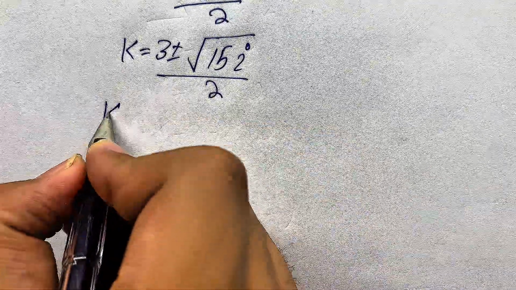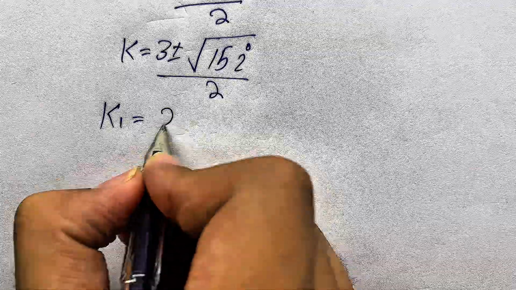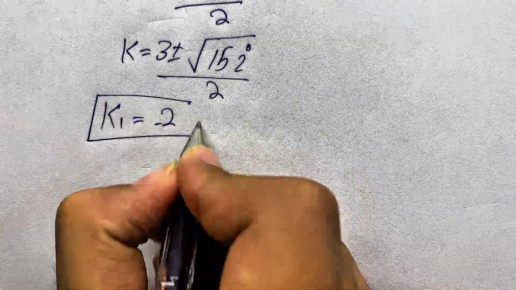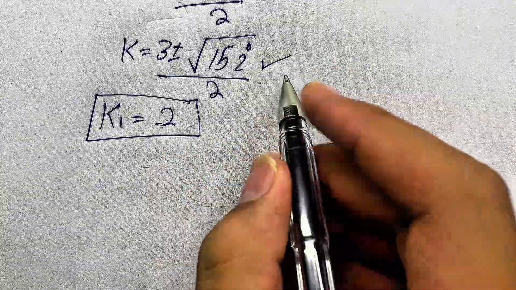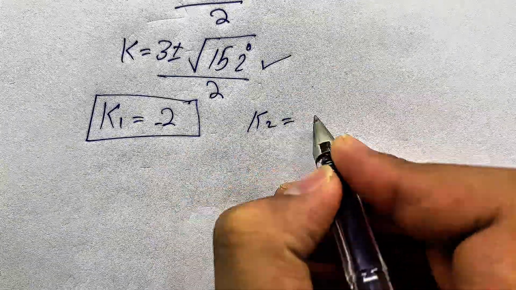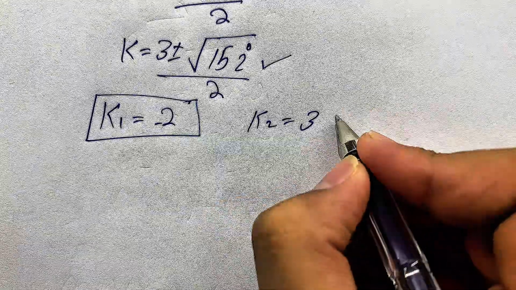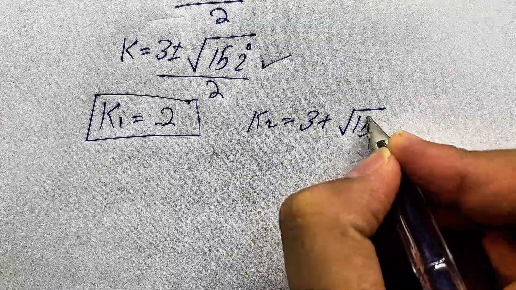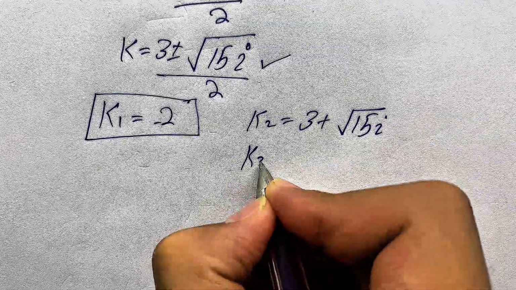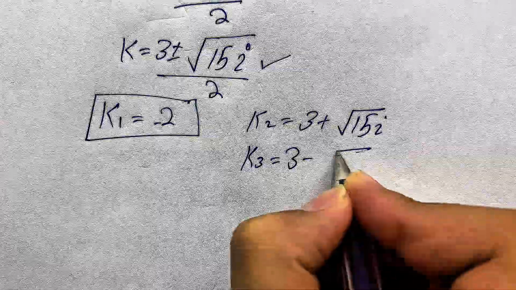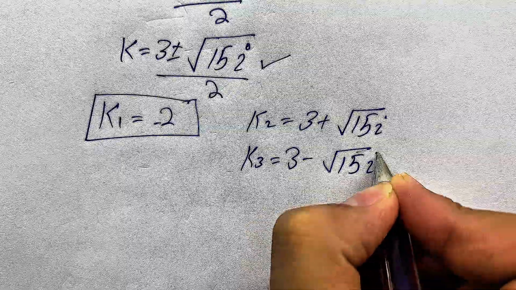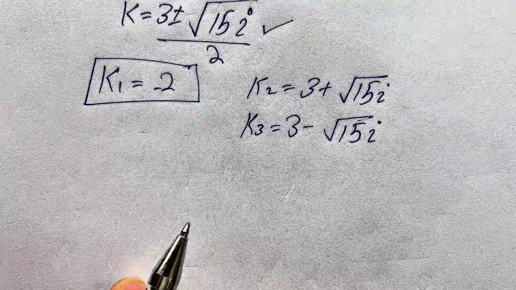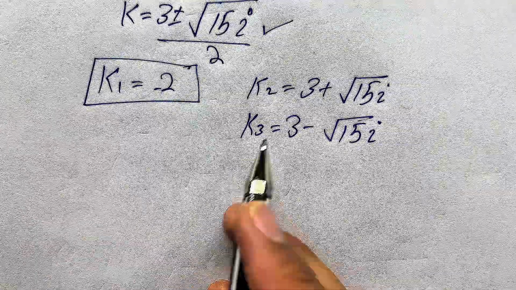k1 is equal to -2, and the value of k2 is equal to (3 + √15 i) / 2, and k3 is equal to (3 - √15 i) / 2. These are our values of k.